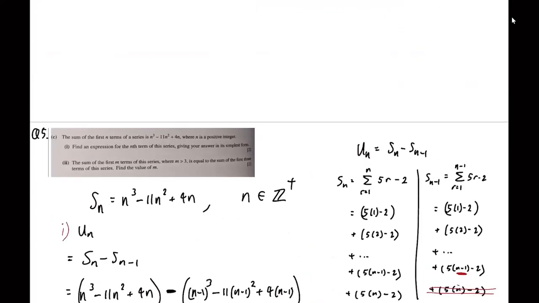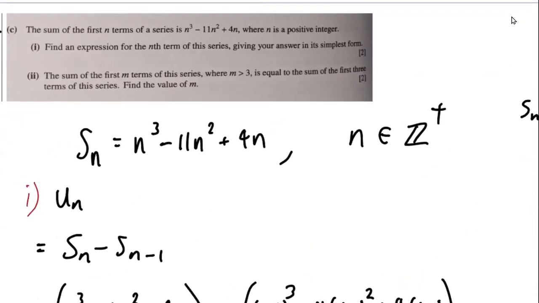Moving on, part 2. The sum of the first m terms of this series, where m is a number more than 3. So m could be 4, could be 5, could be 6, is equal to the sum of the first 3 terms of this series. Find the value of m. So what does it mean?